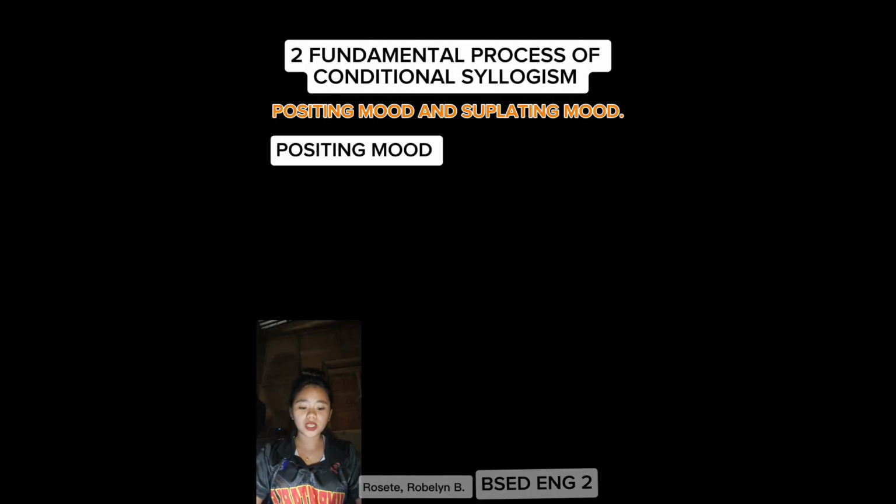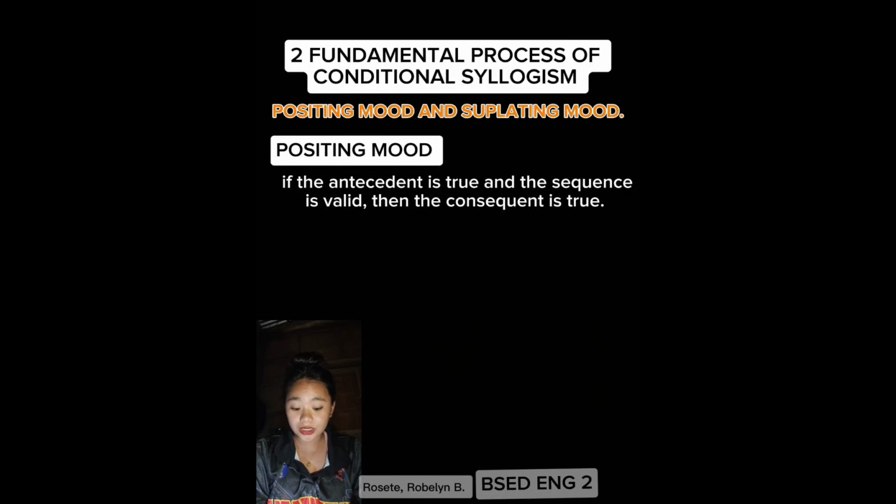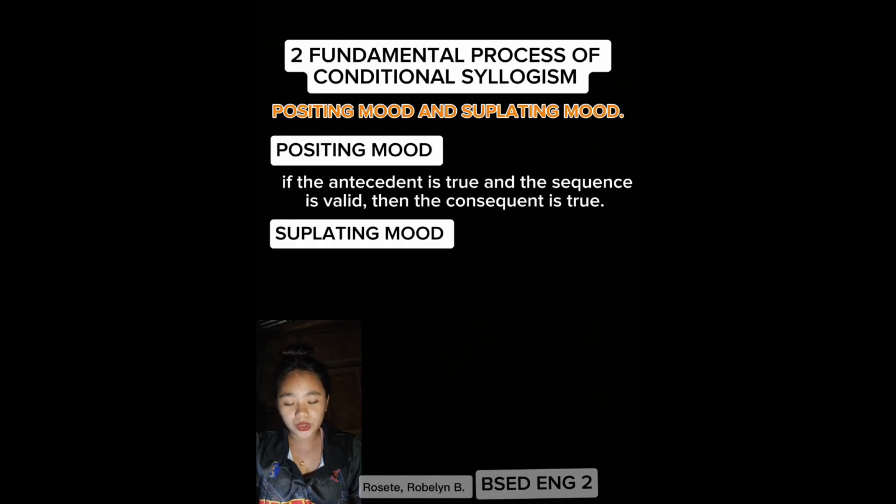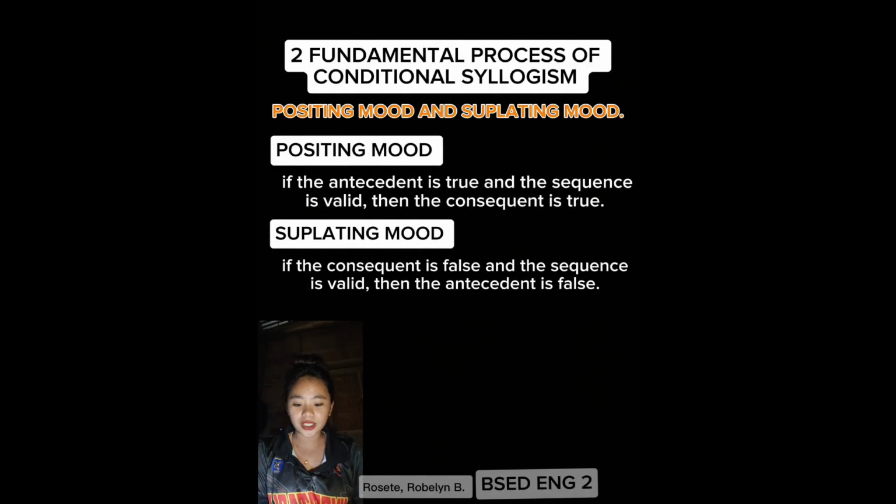So, in the posiIting mood, which means that the minor premise or our antecedent makes an assertion on the respective conclusion, which is the consequence. Therefore, if the antecedent is true and the sequence is valid, then the consequence is true. While in the sublating mood, the process of expressing the argument is denying or asserting the premise to be false. Therefore, if the consequence is false and the sequence is valid, then the antecedent is also false.